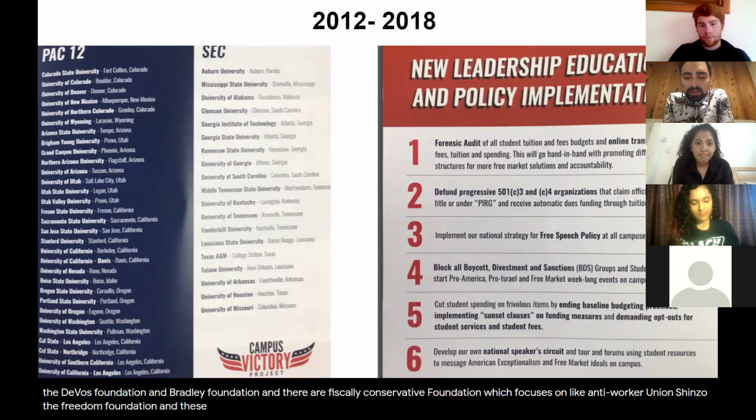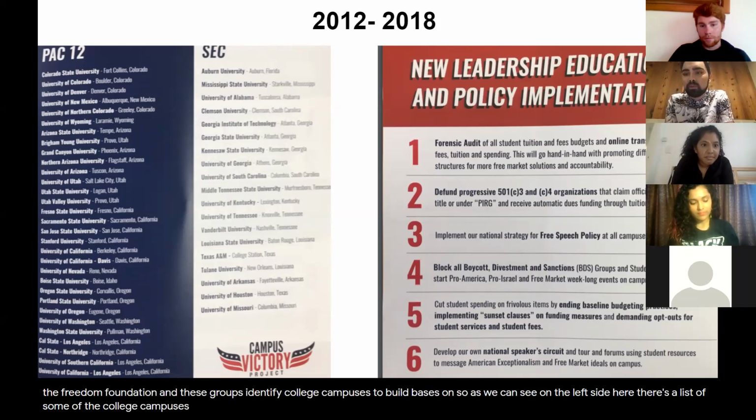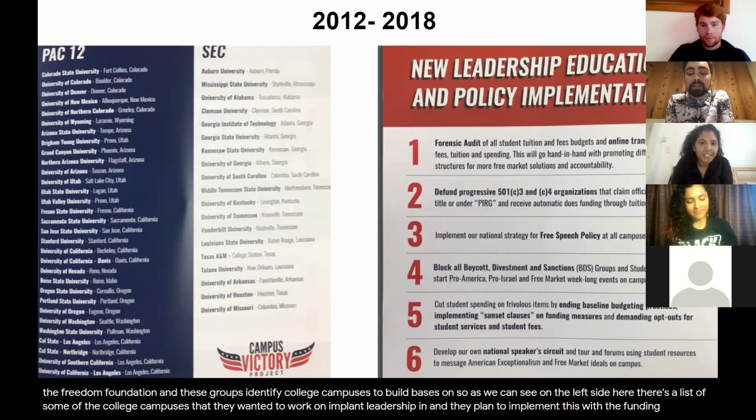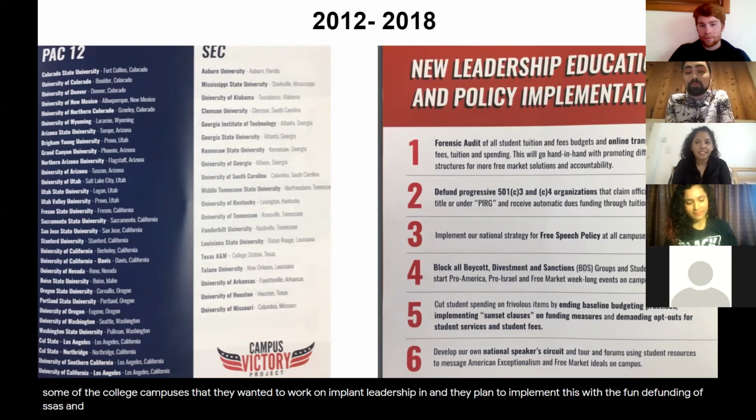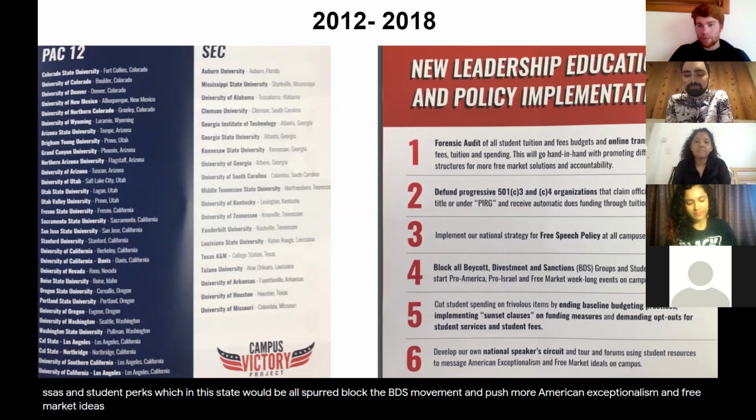And these groups identify college campuses to build bases on. As we can see on the left side here, there's a list of some of the college campuses that they wanted to work on and plant leadership in. And they plan to implement this with the defunding of SSAs and student perks, which in this state would be Oxford, block the BDS movement, and push more American exceptionalism and free market ideas.